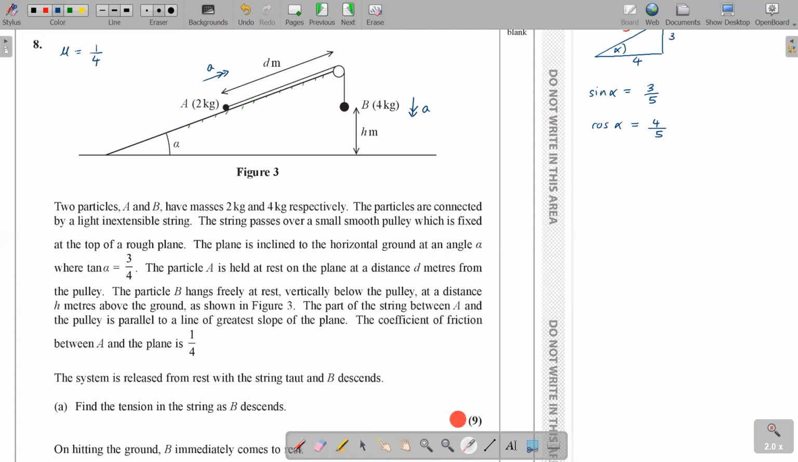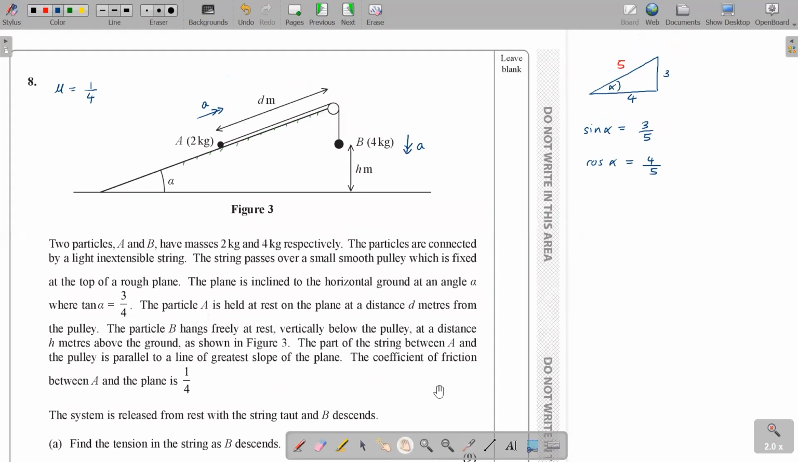Just look at how many marks they've given here. They've given you 9 marks for this. Okay, so it's a major question. Mark all the diagrams and there is only 1 equation to use actually. You use F equal MA, but you use it twice, once for A and once for B. And then solve those 2 equations simultaneously to get the tension.